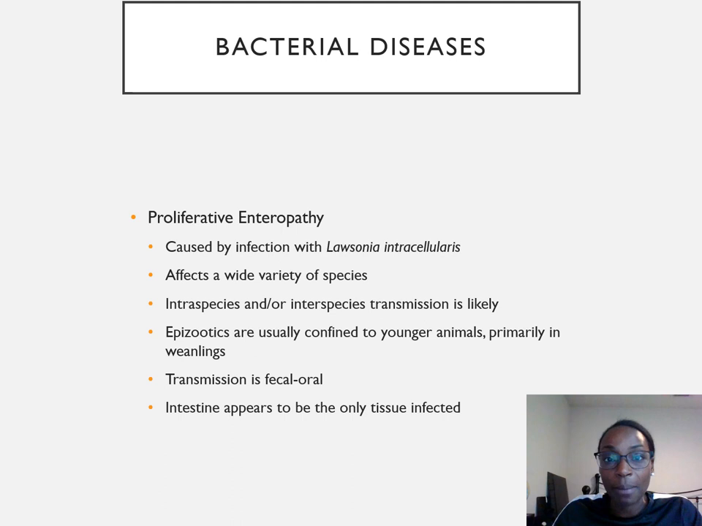All right. And when Lawsonia intracellularis has been isolated from different species, there is very little genetic variation. Right? So that means that intraspecies or interspecies transmission is likely. So they could be transmitting it within their species or between species, right? And it's going to commonly affect our younger animals. So remember, as our animals begin to become older, the passive maternal immunity declines, right? And so at this point, this is where we can see a lot of opportunistic bacteria come in and take over.